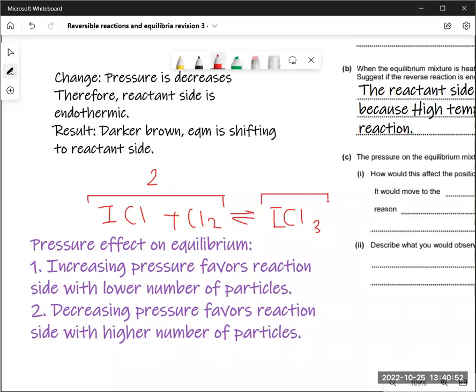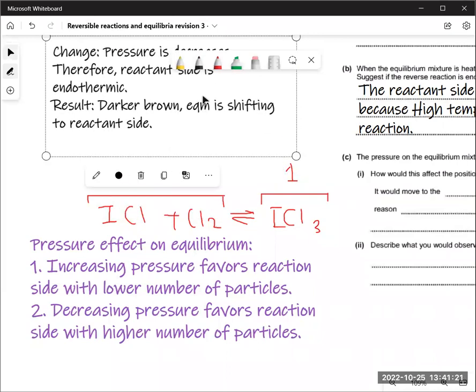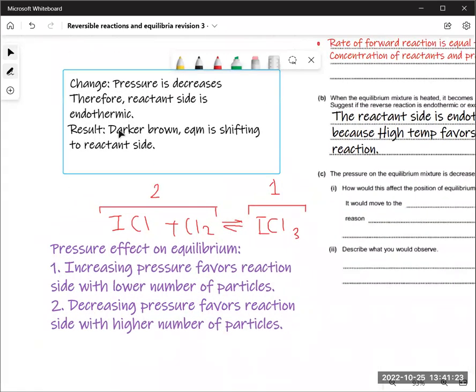Okay. I'm on the second one right now. All right, done. All right, how many particles are on the product side? On the product, there's only one. Okay. Now I'm decreasing the pressure. The rule says that decreasing pressure favors the side with the higher number of particles. Which side has more particles?